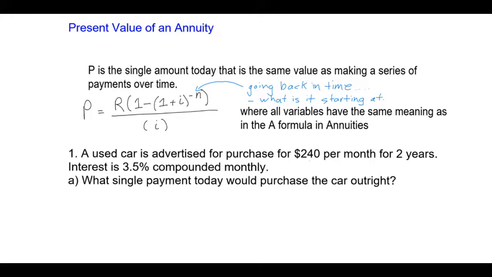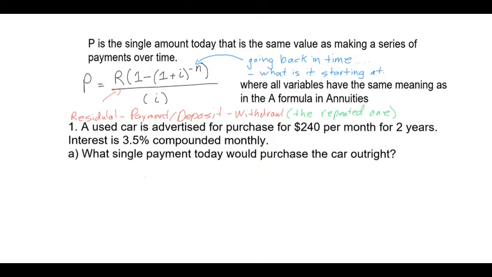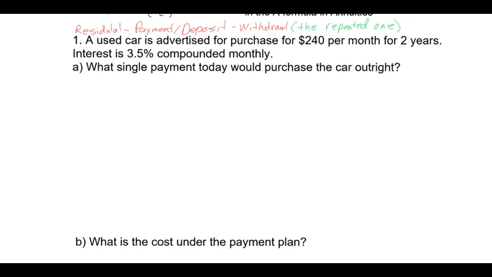Now you recall that with annuities we always had this thing that was called the R value. We used to call that thing a residual. And a residual is nothing more than a payment or deposit or withdrawal that happens repeatedly. That's all you need to remember. If it happens a lot, several times over years, then that is what we call your residual.